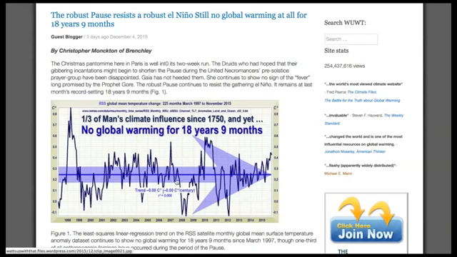But number one, the start point of the pause is not arbitrary, it is calculated. And number two, it is calculated from the RSS, the satellite global mean temperature change. It's a least squares linear regression trend on the RSS satellite monthly global mean surface temperature anomaly dataset. And it shows that now, as of December, 18 years and 9 months of no global warming.